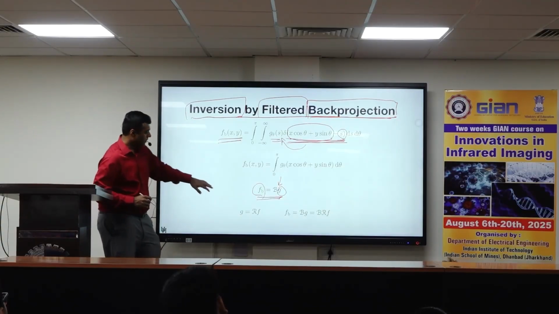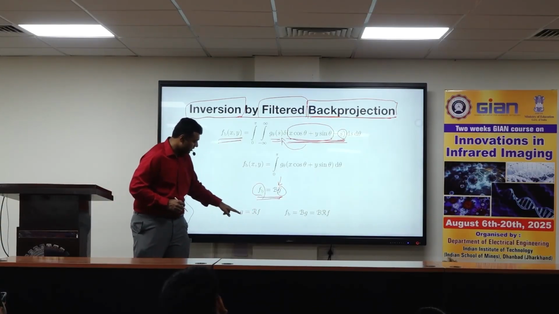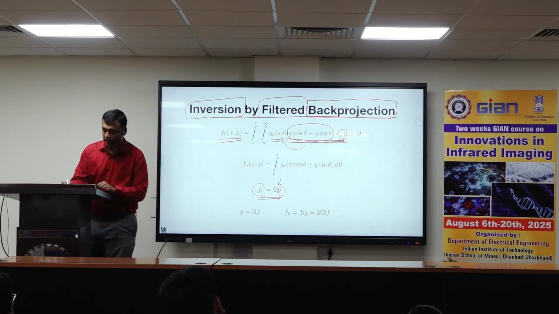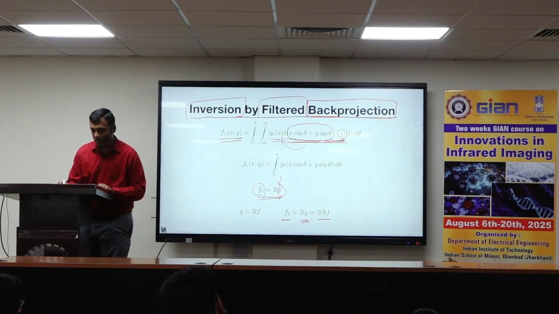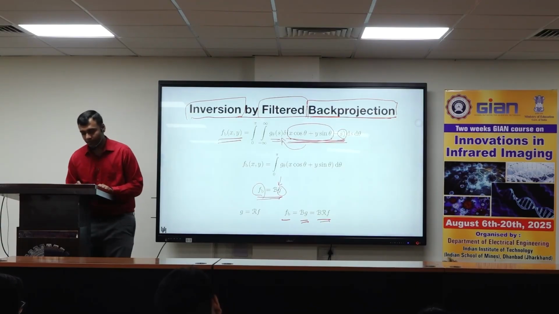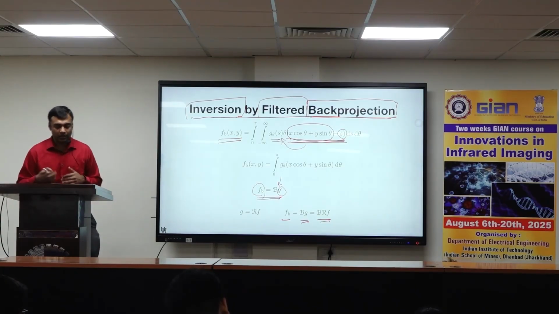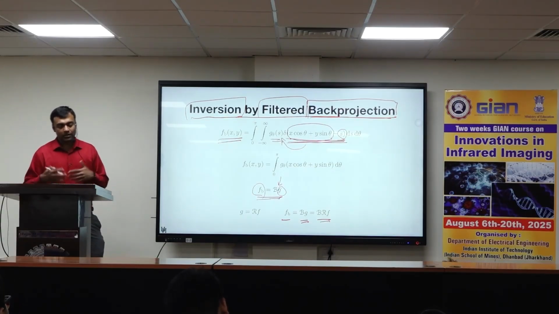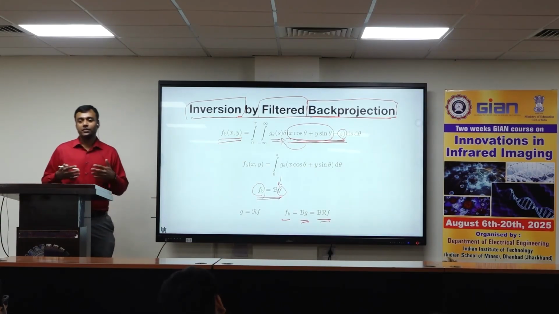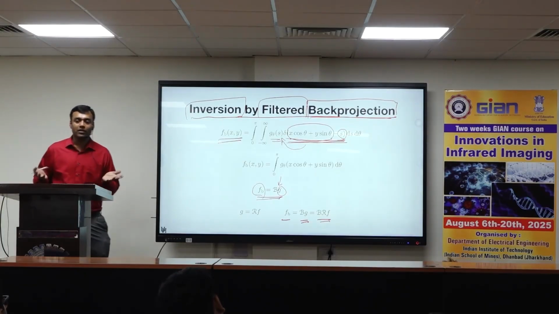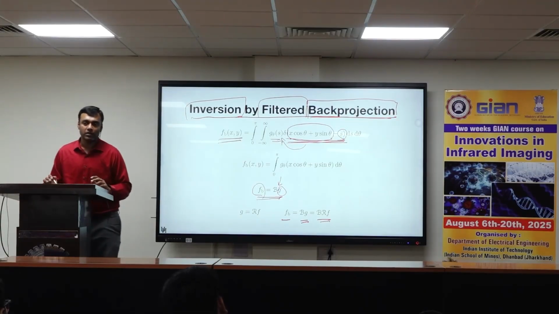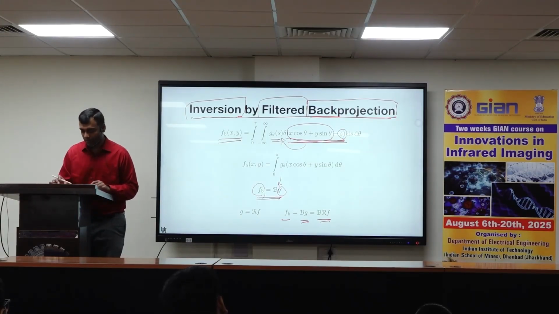Okay, so the forward measurement process is G equals R F. The reverse, inverse process is F_FB equals B times G, which is B times R times F. So if you can figure out B times R, and if you make B times R equal to 1 through some process, then you will get back the original object, right? So that's the goal of inversion.